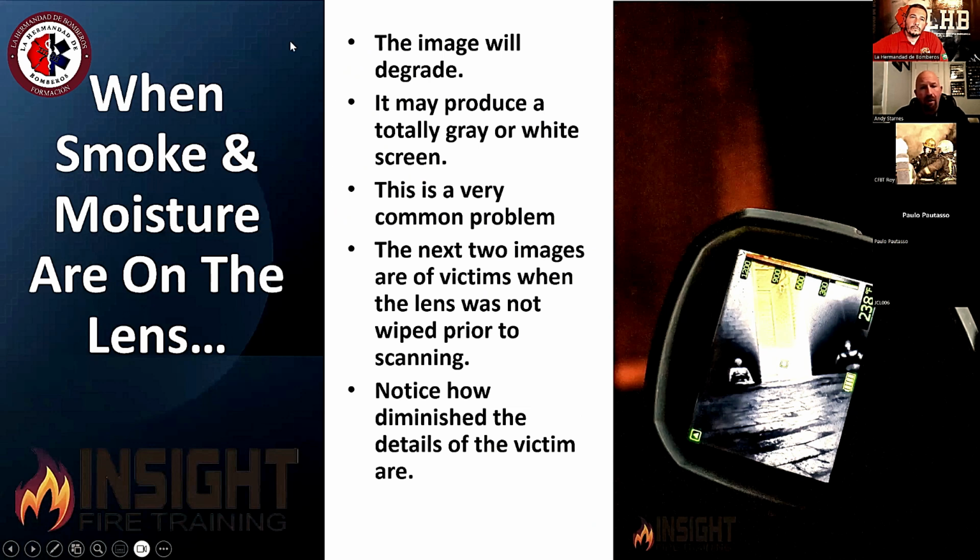So let's talk about how those victims will present so we can show you different views of those images. First, we will show you what a victim looks like when the smoke and moisture accumulate on the lens. The next 2 images are of victims when the lens was not wiped prior to scanning, and you will notice how poor this image is and how very low the image clarity is.